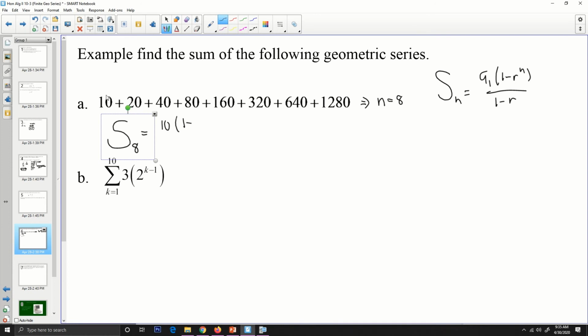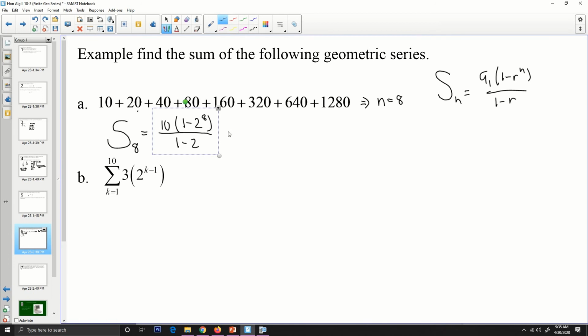And then 1 minus, well, what is the common ratio? What times 10 is 20? Well, 10 times 2 is 20. 20 times 2 is 40. 40 times 2 is 80. So I feel fairly confident that my common ratio is 2. The common ratio is 2. We'll raise that to the 8th power, and we'll bring that all over 1 minus 2.